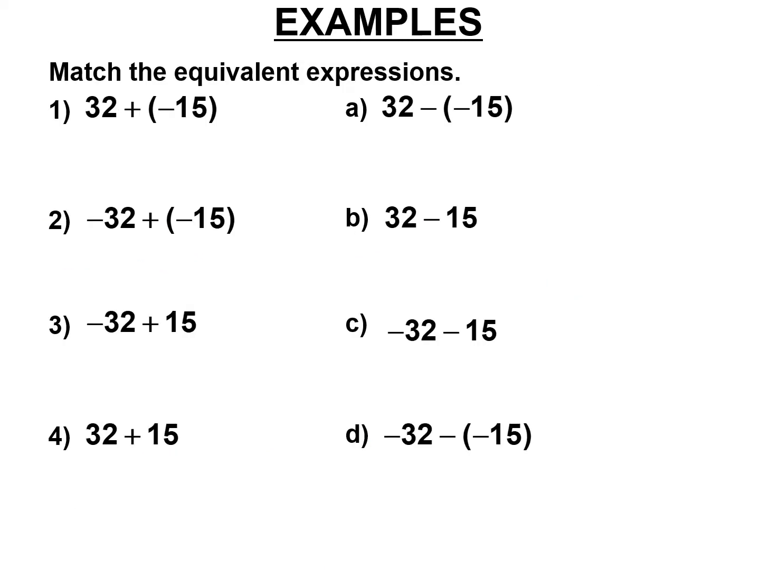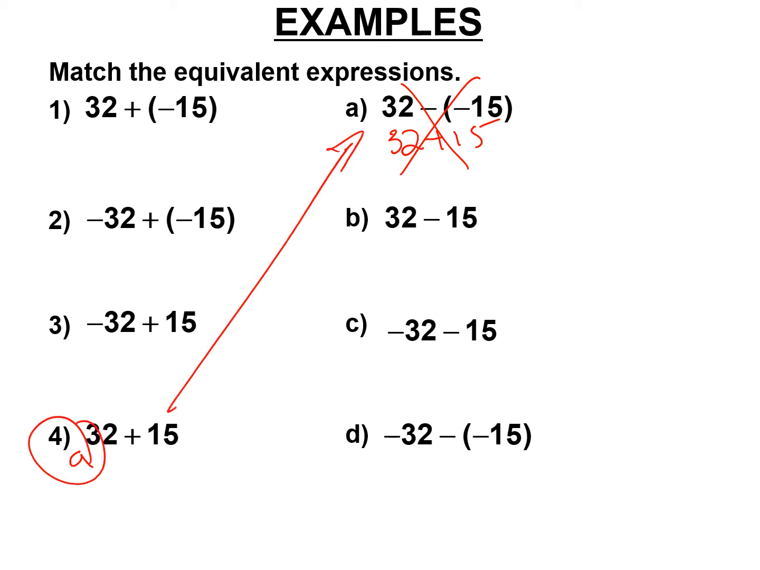All right, so this is matching. So there is one that goes with each one. So this is the same as 32 plus 15, which is, right, 4. So 4 goes with A. You can draw lines, but you don't need to. You can just write 4A.